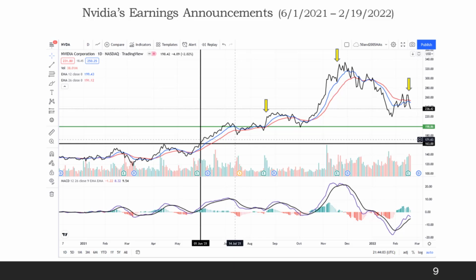Nvidia's earnings announcements. See the yellow arrows. August 18th and November 17th, 2021, Nvidia beat earnings and EPS estimates. Prices rose the day after. That didn't happen on February 16th, 2022, because the whole market was down due to the political risk involving Ukraine and Russia.